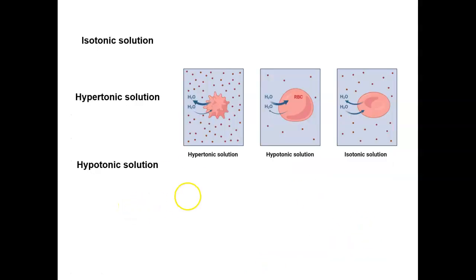Okay, so if you kind of get the idea of osmosis, we're going to be looking at human cells. In this case, let's just say it's a blood cell. And this looks like a blood cell because they have this little dent in the center like that.